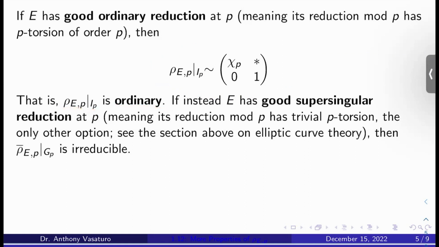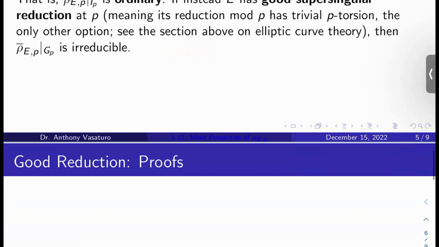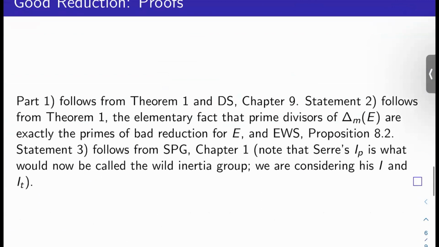Okay, if instead E has good supersingular reduction at P, which means its reduction mod P has trivial P torsion, which is the only other option. You're either ordinary or supersingular. You can see the video on basic elliptic curve theory to see a little bit about why that's true. Then I can tell you what rho bar E,P is restricted to all of G_P. It's just irreducible.